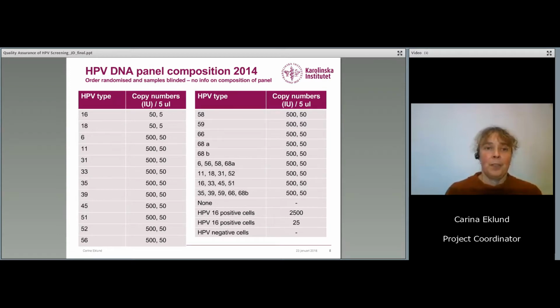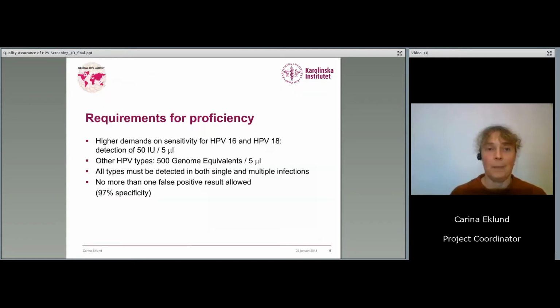This is how the proficiency panel looked in 2014. We have been issuing proficiency panels during 6 years, starting in 2008. All have been rather similar, but with a different content of the mix of the samples. As you can see, all the samples are included in 2 different copy numbers. HPV 16 and 18 have a lower copy number. And then also there are 4 mixes with 4 HPV types in each mix. And we also have 3 samples that contain only HPV positive cell lines to see that the extraction process is working correctly.